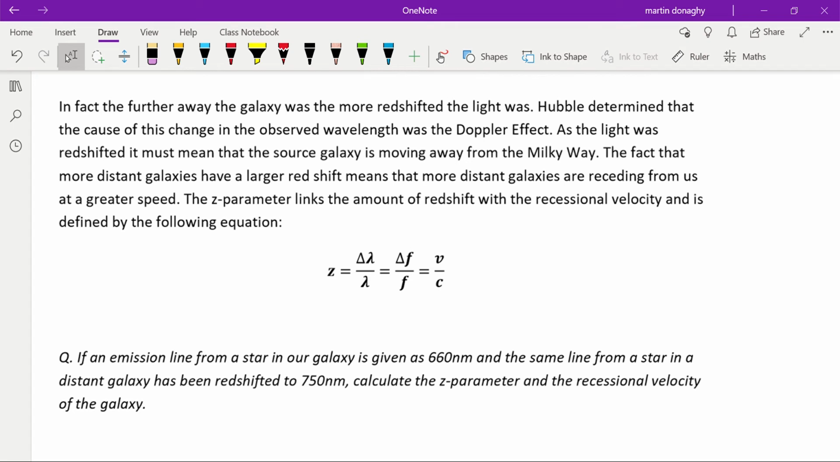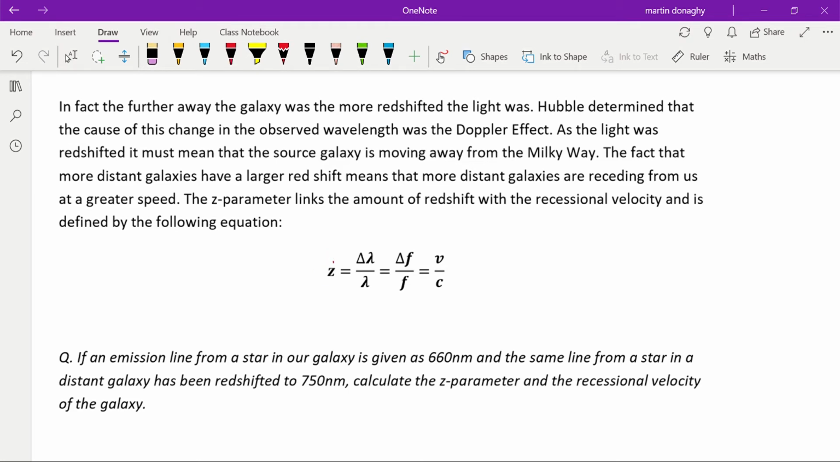Now, the light from all those distant galaxies was all redshifted, but by different amounts. And what that means is the more redshifted it is, the faster that galaxy is moving away from us. And we have an equation that links those things. So we have something called the Z parameter, which we just use the letter Z to denote.